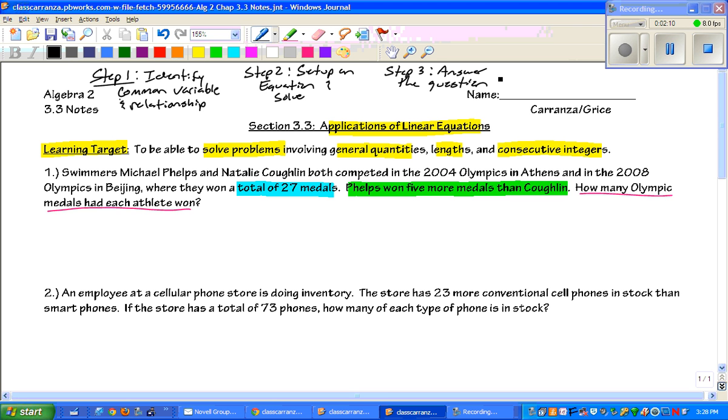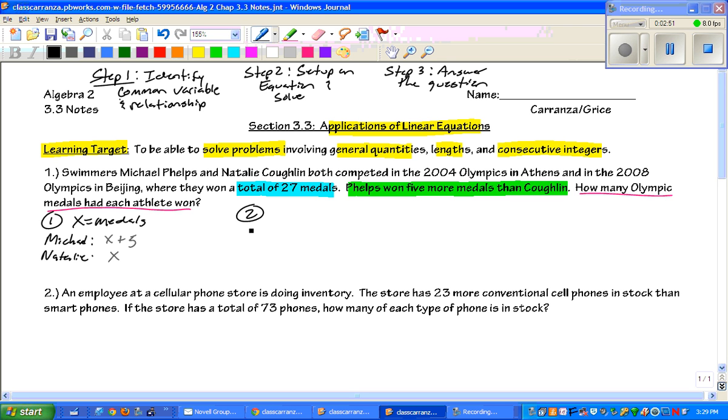All right, so in problem number 1, for step number 1, X is the medals. Now there's Michael and Natalie. Our claim was what I underlined in green: Phelps won 5 more medals. So if the medals are X and Phelps won 5 more, he won X plus 5, which means that X would just be Natalie.